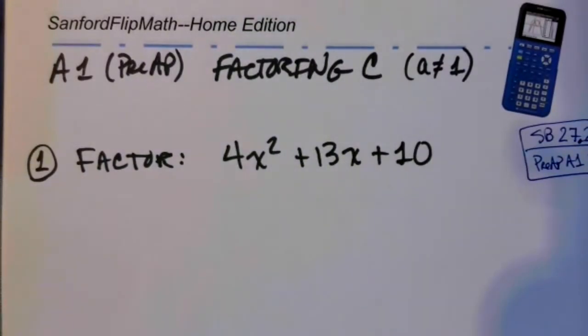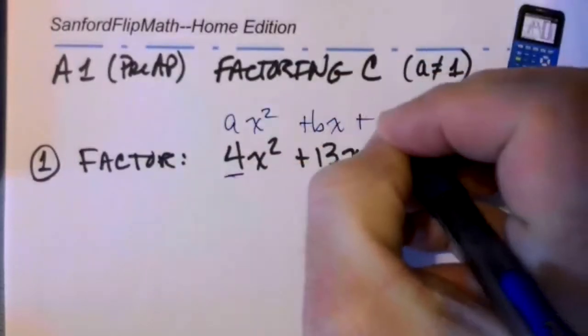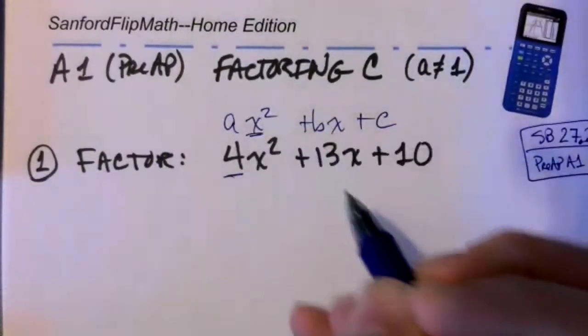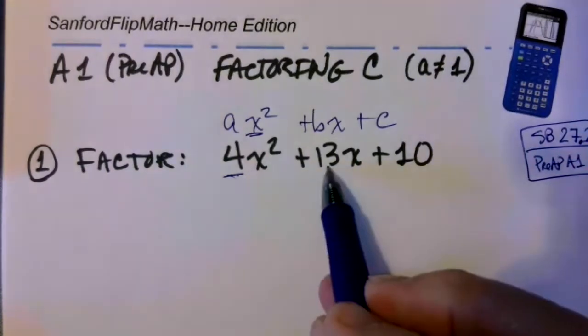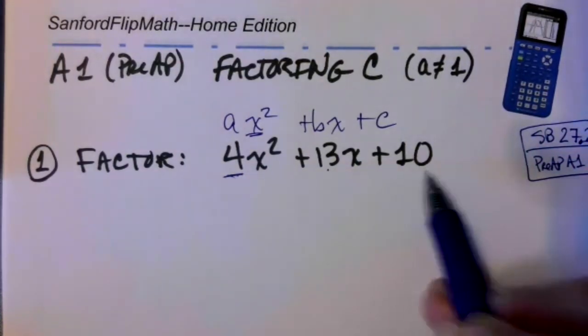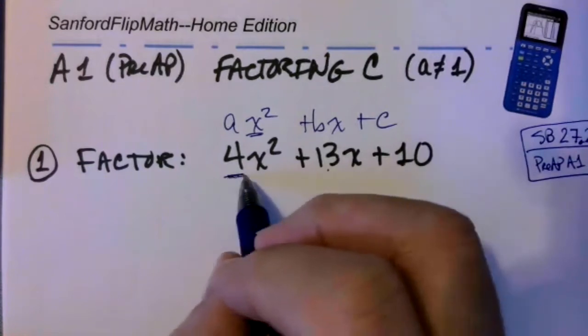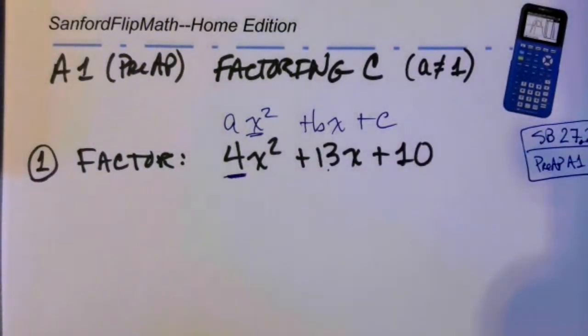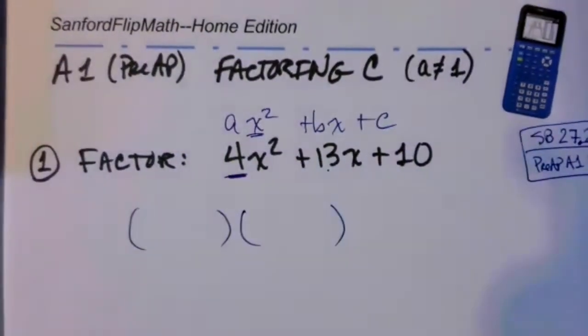And the extension here we're making is for an a that's not 1. So just a reminder that we are following this format, which is considered standard form for a quadratic, meaning ax squared plus bx plus c. The number in front of the x squared is a, the number in front of the x is b, and the number without an x is c, in that order. And we are formally starting to do factoring where the a is not just 1. So our goal is to have something that looks like this.